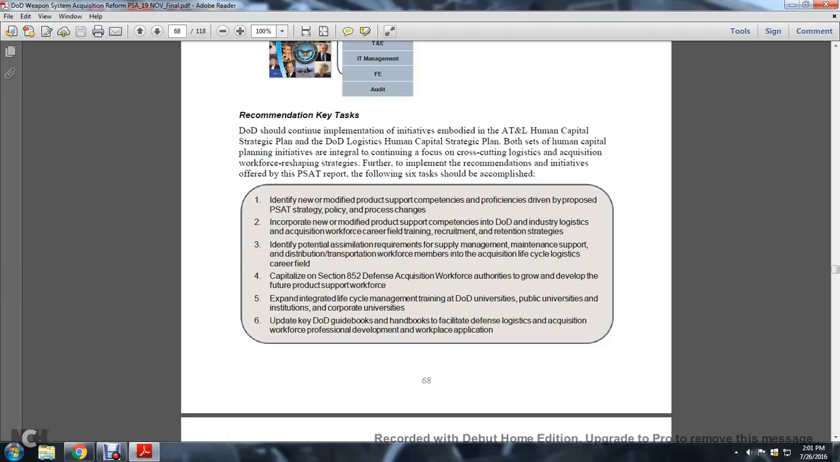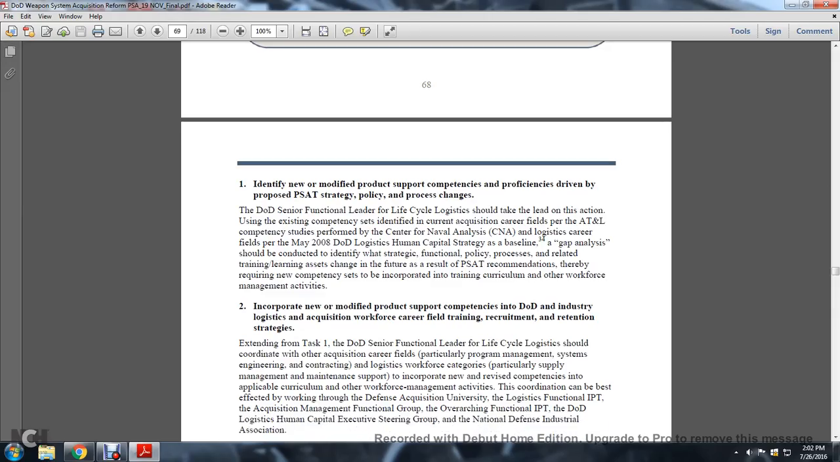Capitalization of Section 852. The Section 852 Defense Acquisition Workforce fund authorizes growing and developing the future product support workforce. Expand and integrate life cycle management training with the Defense Acquisition University, public university institutions, and cooperative universities. Update the key Department of Defense guidebooks and handbooks to facilitate the defense logistics and acquisition workforce and their professional development and workforce application.